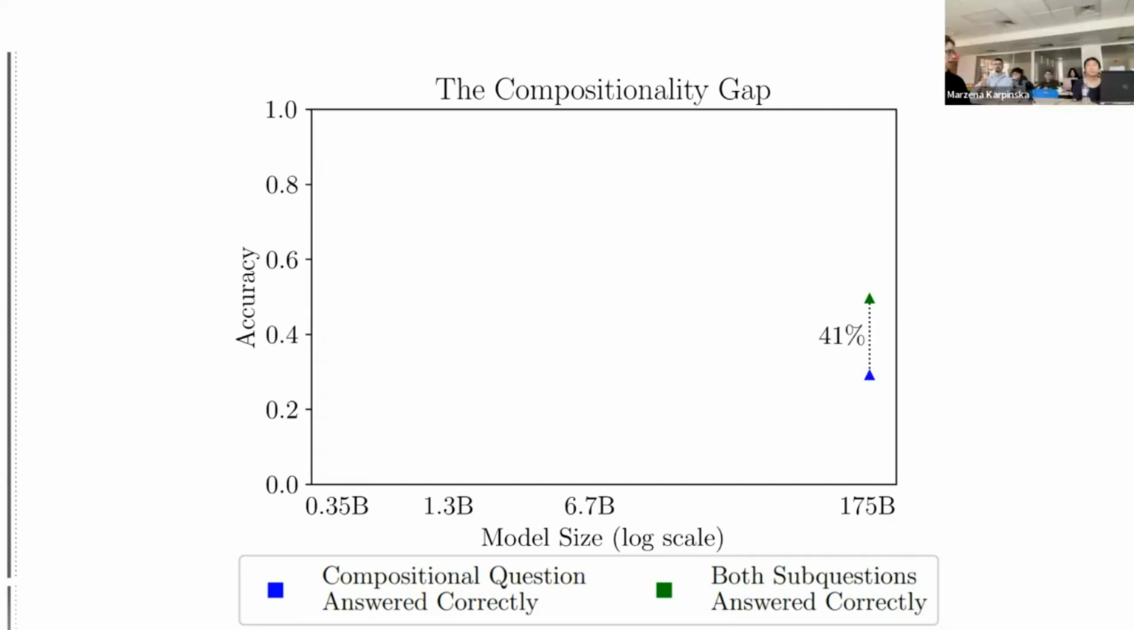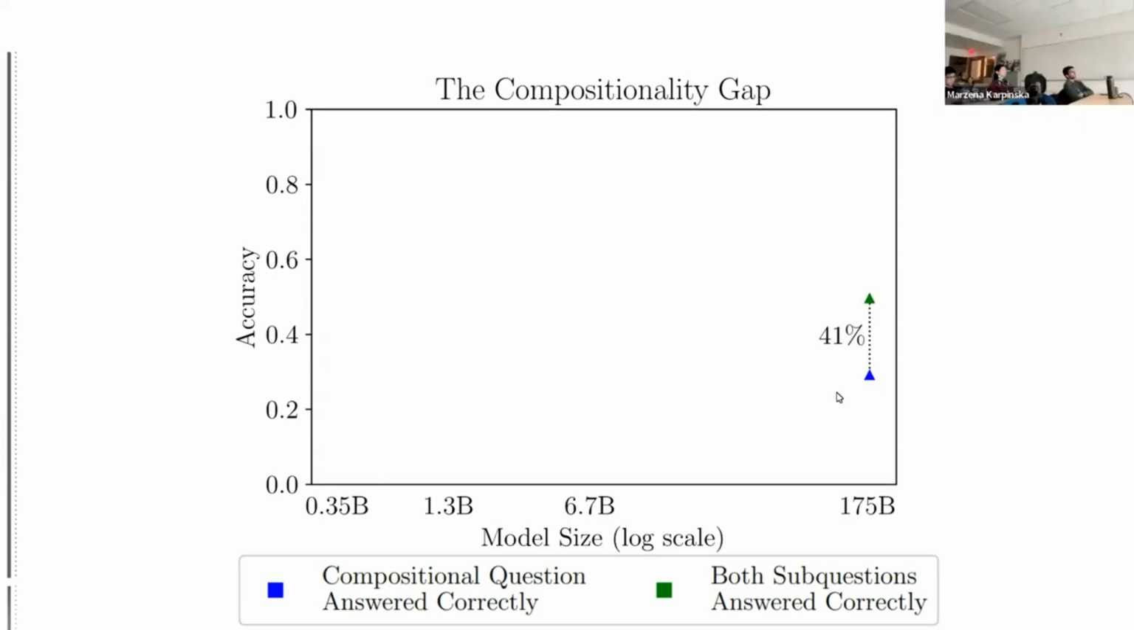Okay, thank you. Yeah. There are two other questions, so maybe Mohit goes first. Yeah, I have a quick question on this plot. Are you assuming that if the model answers both the sub-questions correctly, then it also answers the original question correctly? No. So if you answer both sub-questions correctly, you get a point for the green dot. If you answer the compositional question correctly.